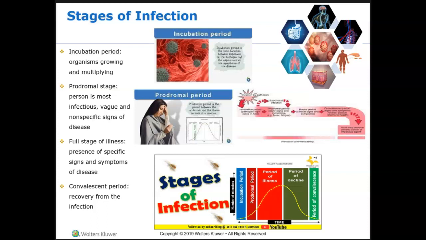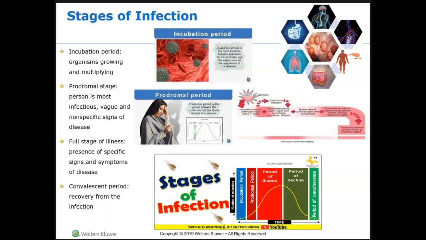During this phase, the patient is often unaware of being contagious. As a result, the infection spreads pretty easily to other people and hosts. Remember, this is the most infectious time. The presence of infection-specific signs and symptoms indicates the full stage of illness. Let me repeat that. The presence of infection-specific signs and symptoms indicates the full stage of illness. The type of infection determines the length of the illness and the severity of its manifestations.